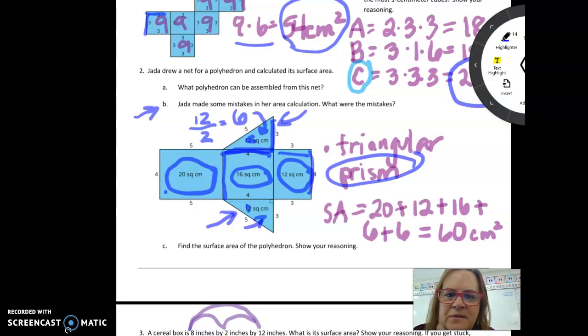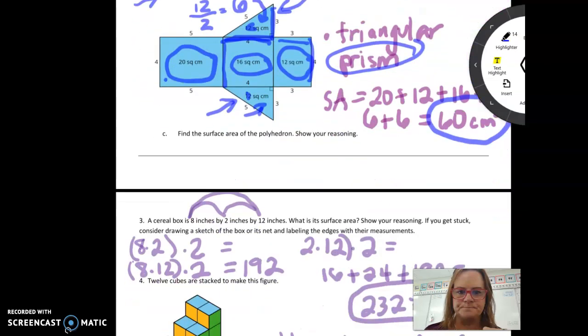And so to find the surface area, we're just going to now add up the correct areas of each of those faces. So I'm going to add the 20 and the 12 and the 16 and both of the 6's to get a grand sum of 60 square centimeters.